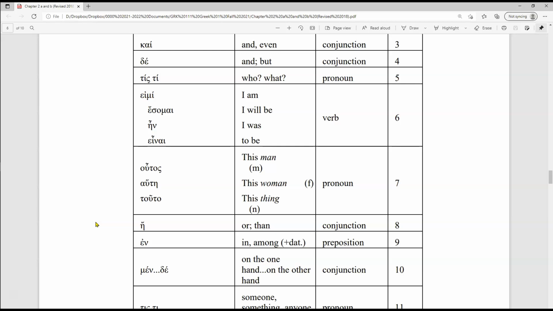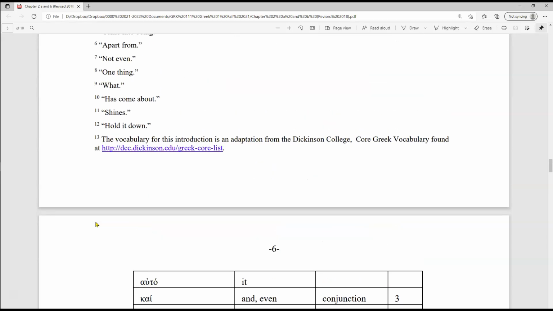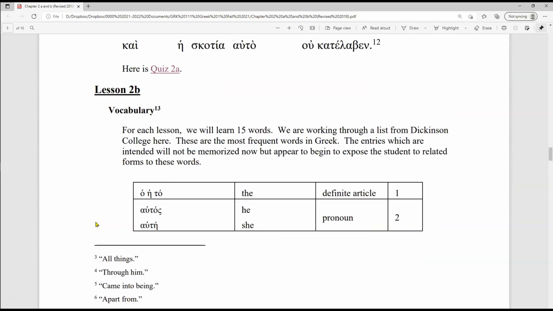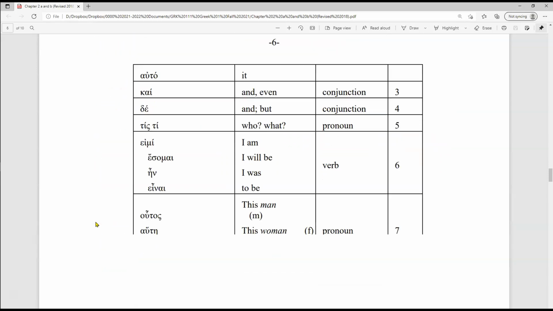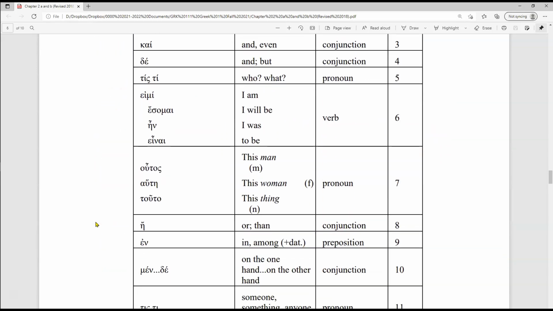All right. Ē is or. Now notice you say, well, I thought we learned that ē is the. Notice this has the rough breathing. This is the word hē. This is without the rough breathing, the word ē. So ē means or. En we know from John 1, it takes a dative, it's a preposition. Men de is on the one hand, on the other hand.